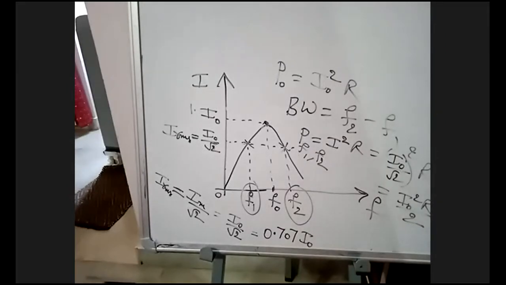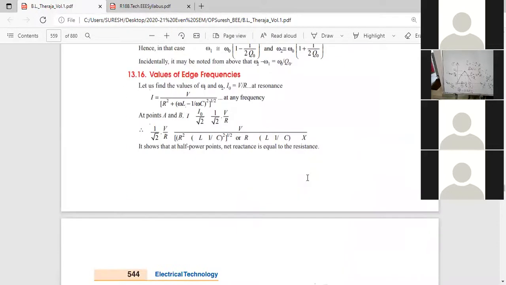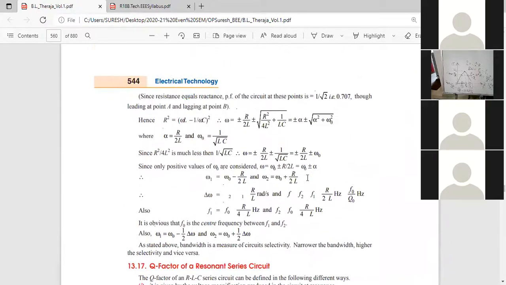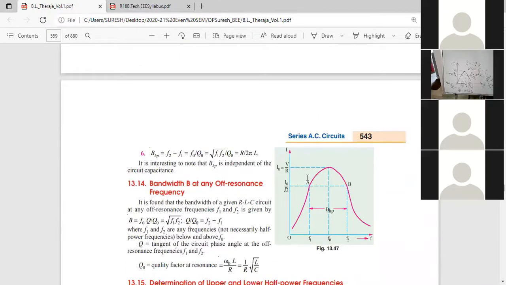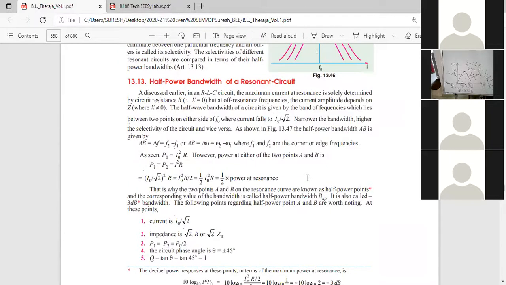Okay, now listen here. Half power bandwidth of the resonance circuit: power P1 is equal to P2. P1 is the power at F1, P2 is the power at F2. How much are you getting? Power at resonance by 2. So up to here, right?